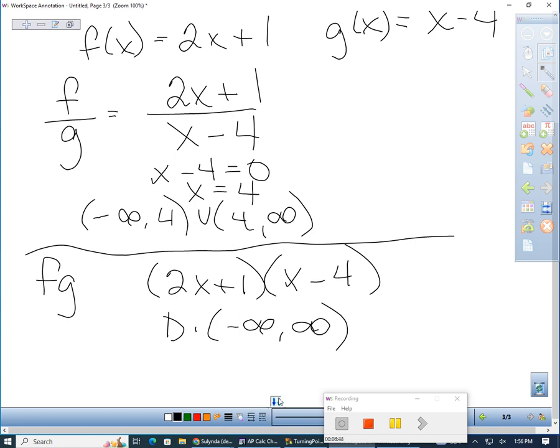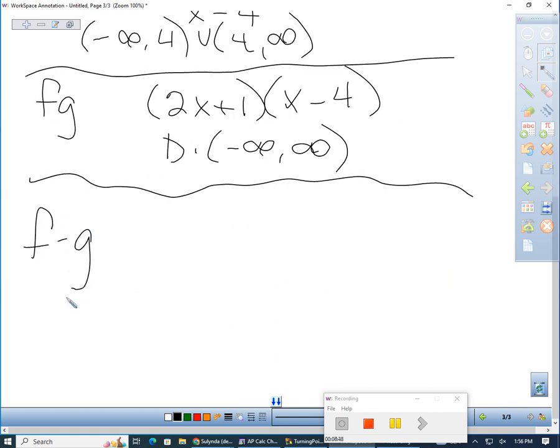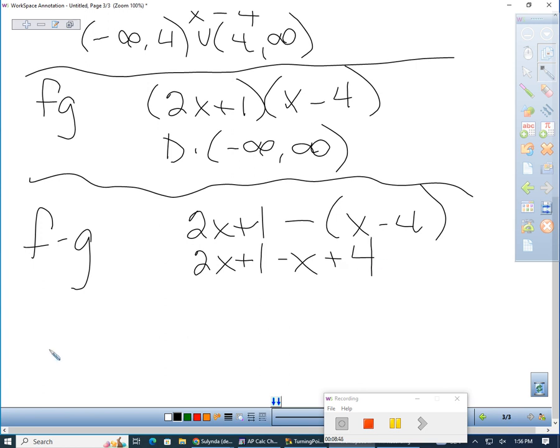Let's do one more real quick. Same section. What if I had f minus g? So my f is 2x plus 1 minus my g, which is x minus 4. If I'm minusing that one, I have to distribute my negative, right? So I have 2x plus 1 minus x plus 4, and then I collect like terms, so I get x plus 5. Is there an x in the denominator? Is there an x inside a square root? So then my domain is negative infinity to infinity.